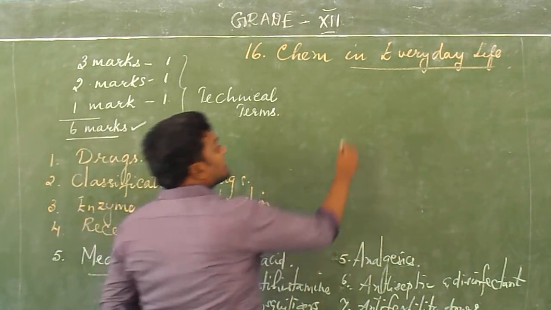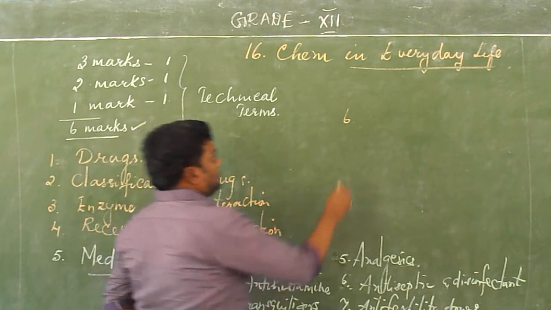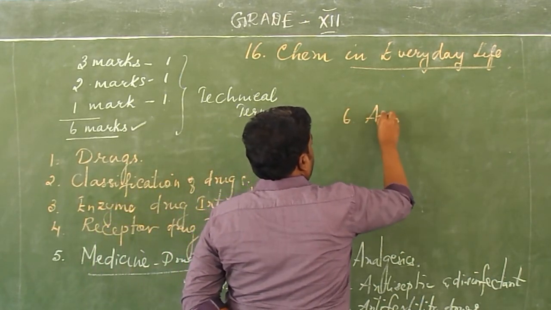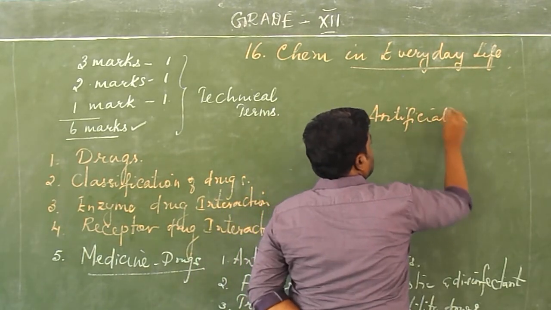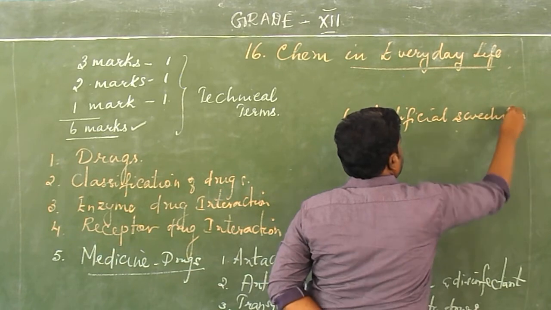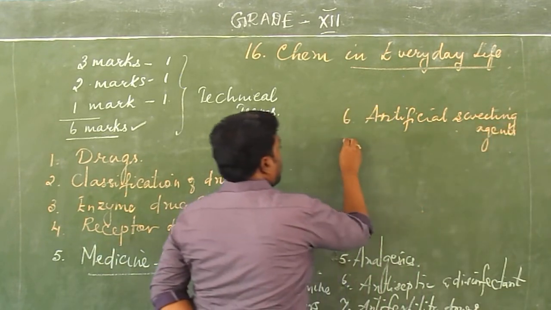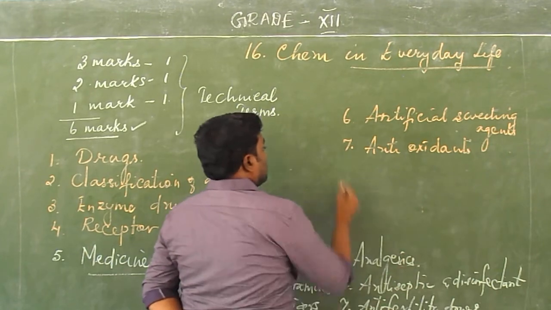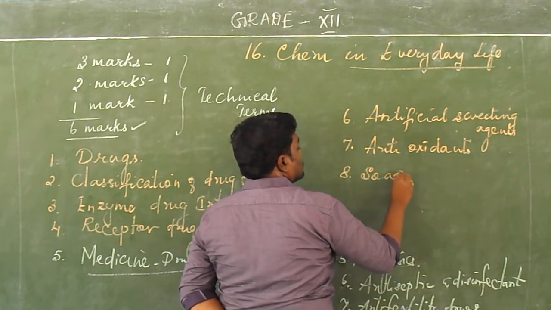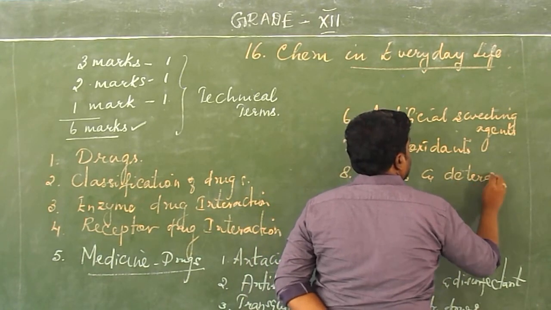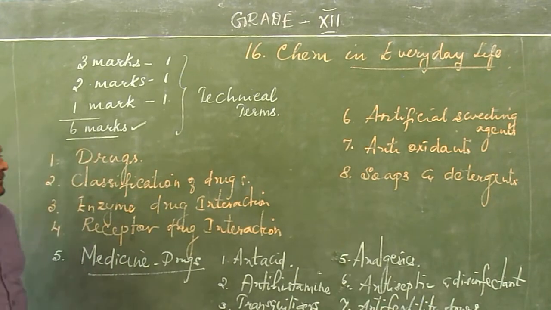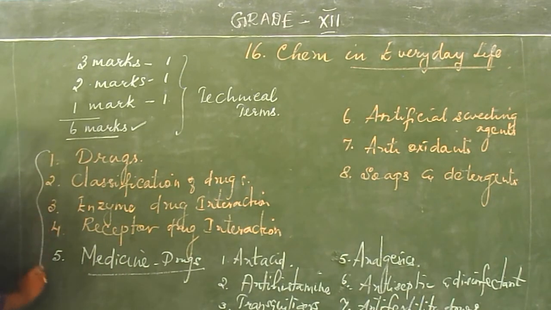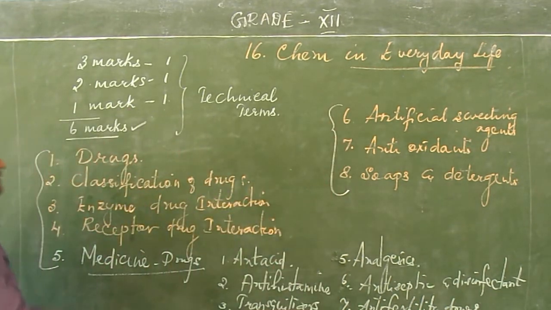Then the sixth subheading which we have to study is artificial sweetening agents, then antioxidants, then soaps and detergents. That's all. If we study the sixth, seventh and eighth topics, the chapter will be over. So it's a very easy chapter. We'll start one by one so that it will be easy for you.